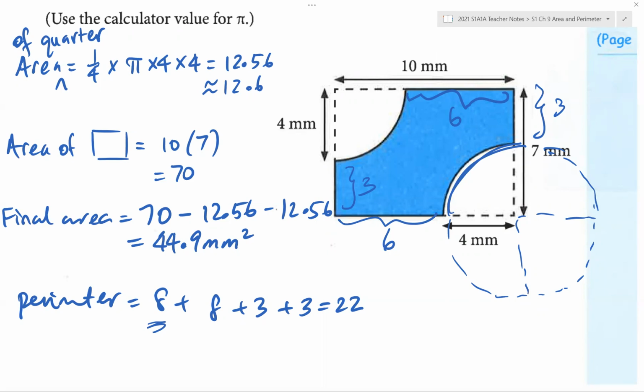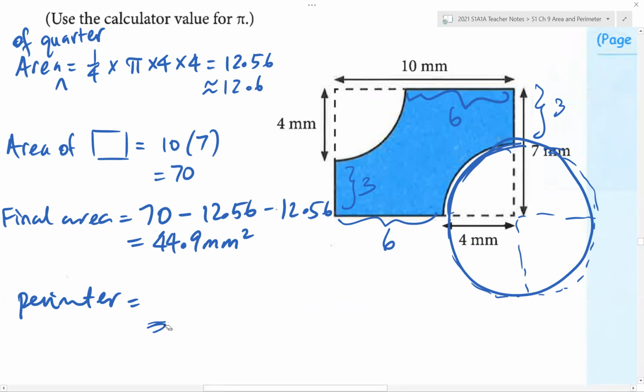What is the other formula? There's no formula for pi r. 2 pi r. Okay, what does 2 pi r give us? Look at what I'm drawing. 2 pi r is for the whole circle. Do I want the whole circle? I only need a quarter.